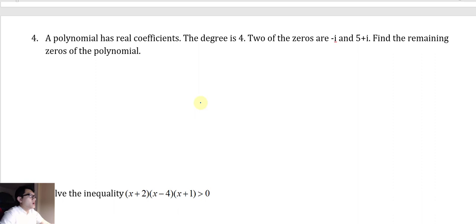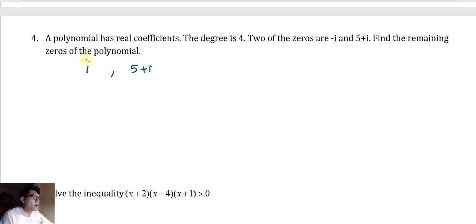Okay, next question. A polynomial has real coefficients. The degree is 4. Two of the zeros are i, and the other one is 5 plus i. These are complex solutions. Find the remaining zeros. We know that this is degree 4, so we are expecting to get 4 different solutions. These two are only 2 solutions, so we need 2 more.